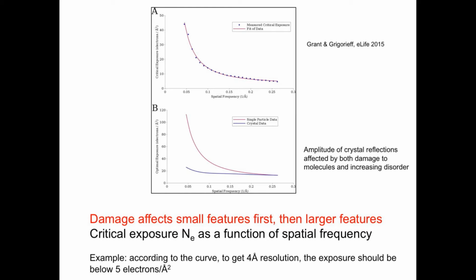Now, all these measurements of the radiation damage were first done with crystals, and here we see the curve for crystals, which indicates that the radiation damage affects crystals much more than the molecules themselves. Now, what could be the reason? Well, obviously, the reflections are sensitive to any disorder. So it could be that the molecules get disordered at the same time as the damage occurs, and the disorder is also reflected in the size of these amplitudes.